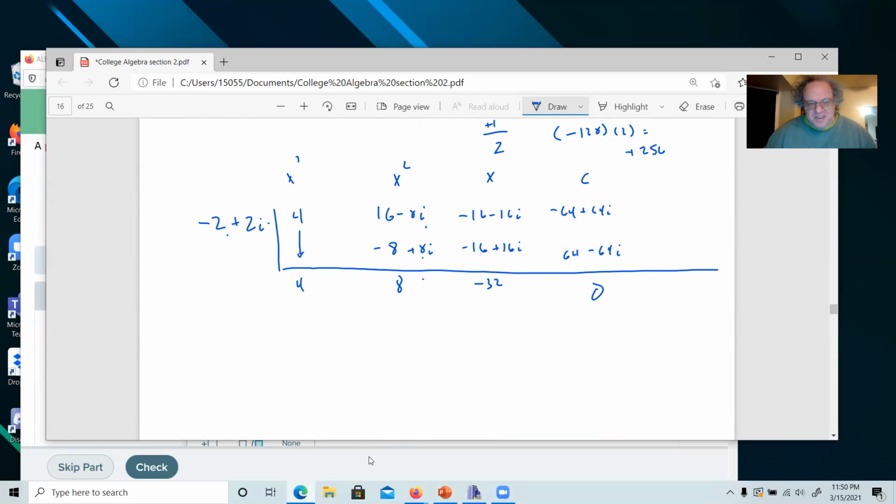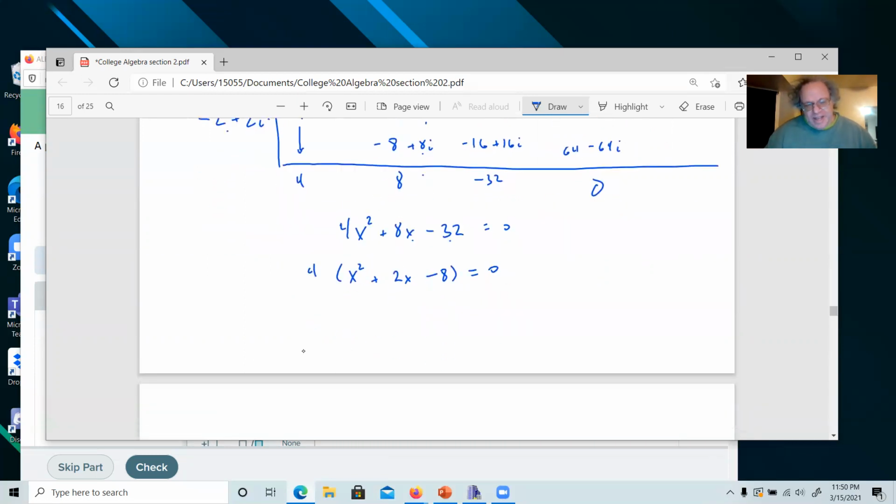So what do we have left? We have 4x squared plus 8x minus 32. I sense a common factor here, because we have to solve this for 0. So let's go ahead and pull this out. We've got 4 times x squared plus 2x minus 8. And I think we could say that this is going to be x plus 4 and x minus 2. So x plus 4 equals 0, x is equal to -4. And x is equal to 2.